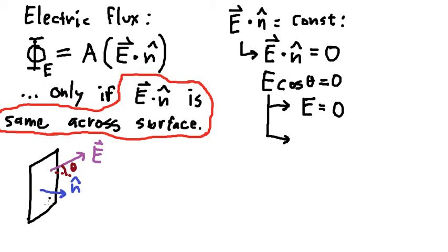But cosine theta can be equal to 0, right? Cosine theta could be equal to 0, and then no matter what the electric field is, if cosine theta is 0, then this whole product is going to be 0. Well, what are the options for cosine theta to be 0?